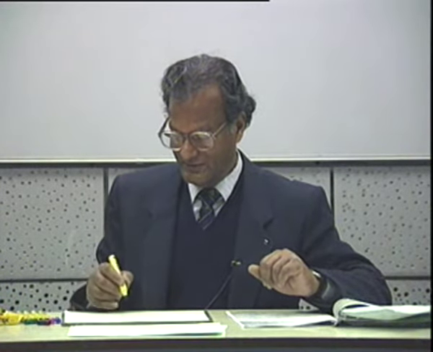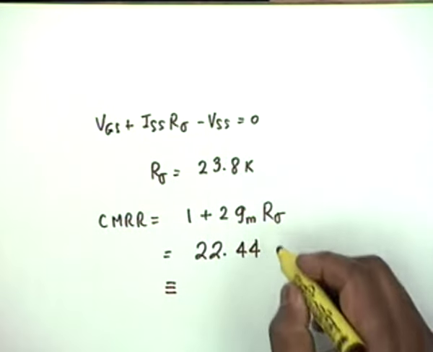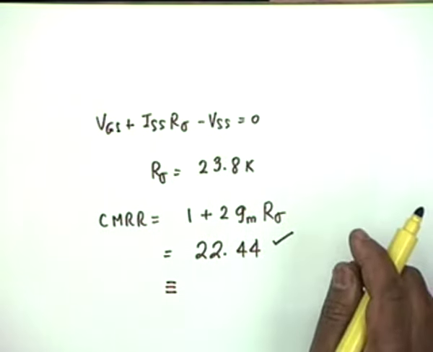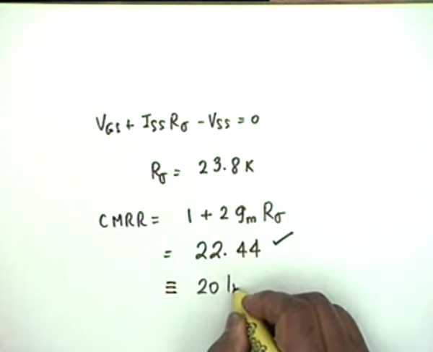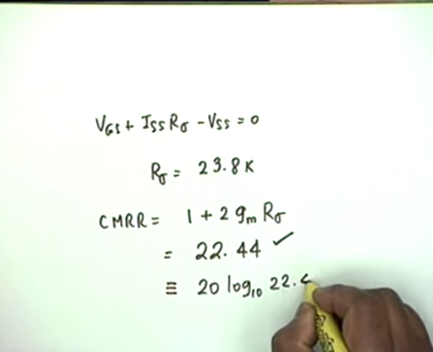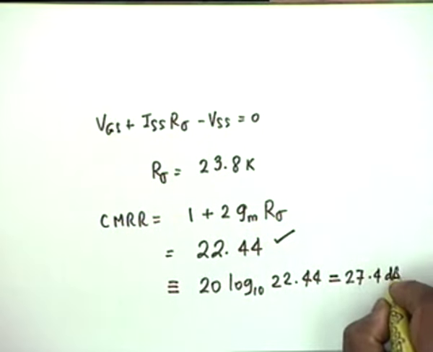Now the point is you have to find CMRR in dB. So you write not equal to, equivalent to, 3 parallel signs. 22.44 is the ratio of AD to AC. If you want to calculate this in dB, this is 20 log 10 of 22.44, which is equal to, now you can write an equal to sign. Be careful about this. You cannot write 22.44 equal to 20 log 10 22.44. It is equivalent to, so 3 signs, and this comes out as 27.4 decibels. My calculation.